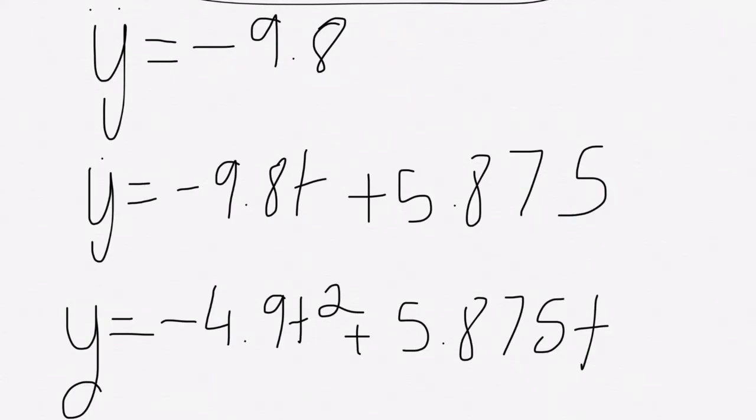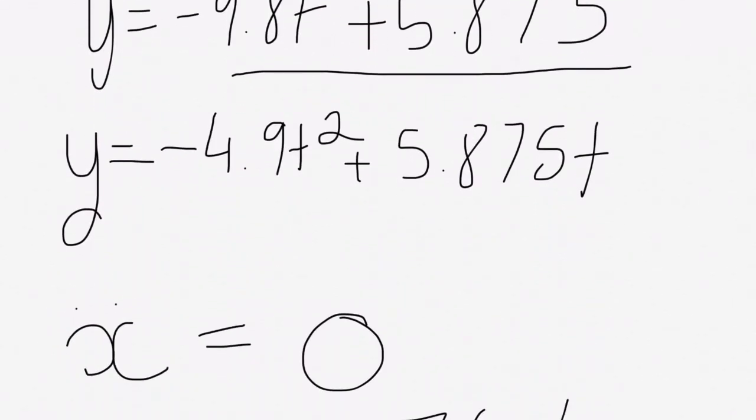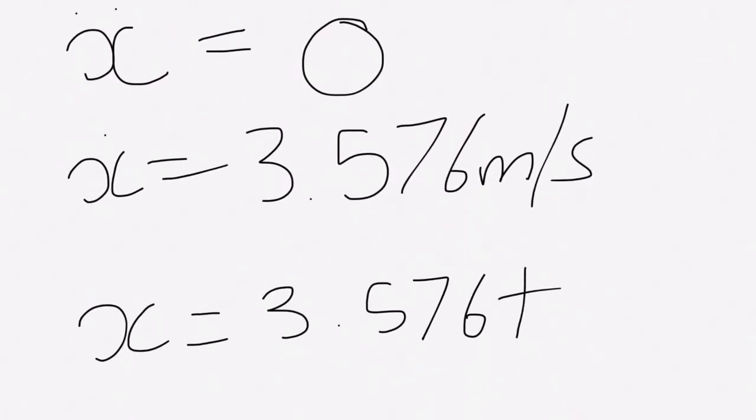Considering that acceleration due to gravity is minus 9.8 meters per second squared, y double dot, which is acceleration in the vertical direction, is minus 9.8. Integrating this and adding the initial vertical velocity, you get minus 9.8t plus 5.875. Integrating this once more and then adding the origin or the initial point of release, we get minus 4.9t squared plus 5.875t.